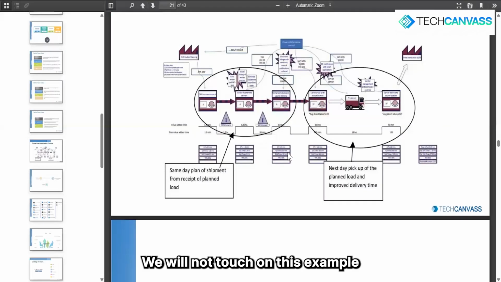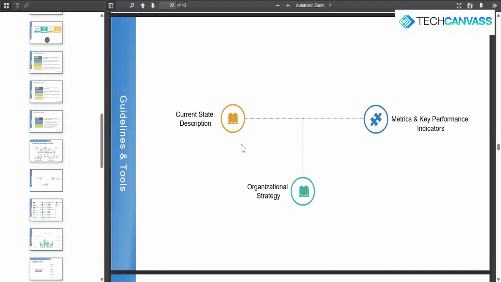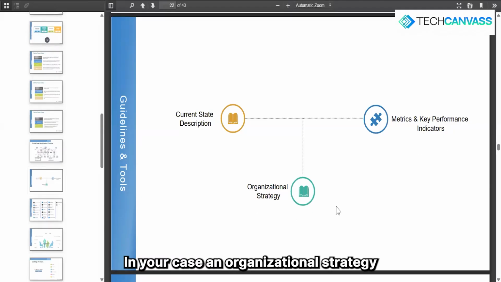We'll not touch on this example. Now look at guidelines and tools. When you're defining your future state, your current state description can be used as a supplement. It's not used as an input, even though part of its output is being used as an input here. That's fine. But you can always use that as a supplement. You can use metrics and key performance indicators, KPIs. Because you have to achieve a SMART goal, some kind of KPI would be required in your case. And organizational strategy.